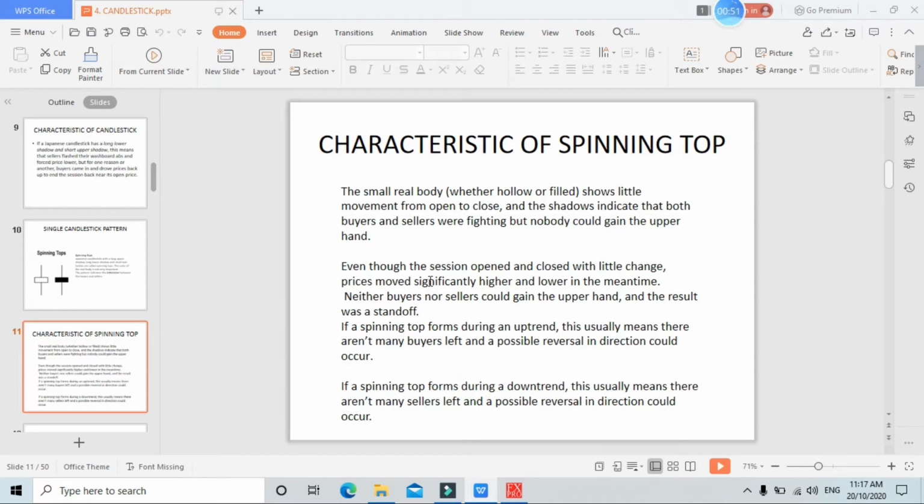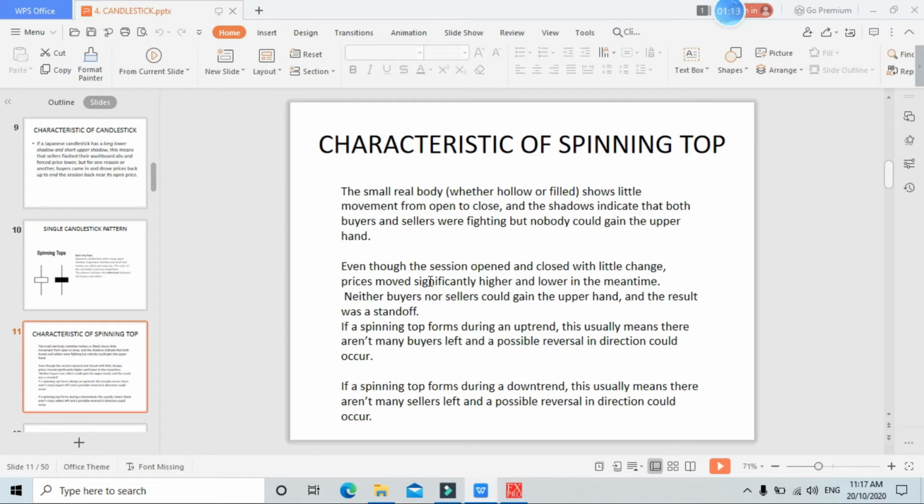The small real body shows little movement from open to close, and the shadows indicate that both buyers and sellers were fighting, but nobody could gain the upper hand. That means no one wins. Even though the session opened and closed with little change, prices moved significantly higher and lower in the meantime. Neither buyers nor sellers could gain the upper hand, and the result was a standoff.